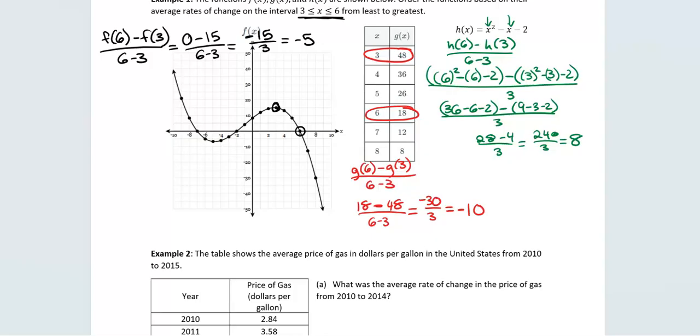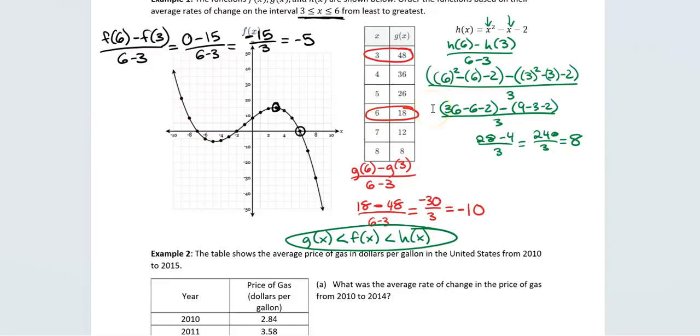So if we're putting this in order from least to greatest, we're going to put the least first, so that's going to be g. So that means g of x is less than, the next one is f, because that was negative 5, which is less than h. So that would be the final answer.